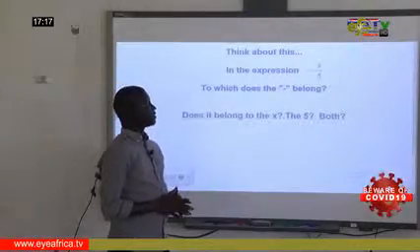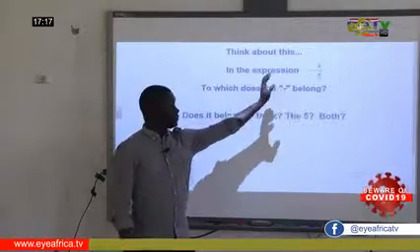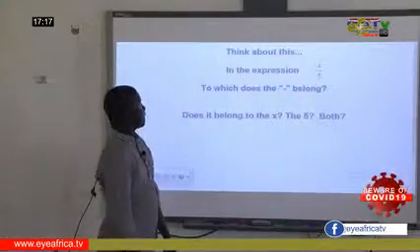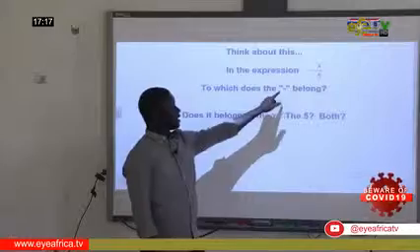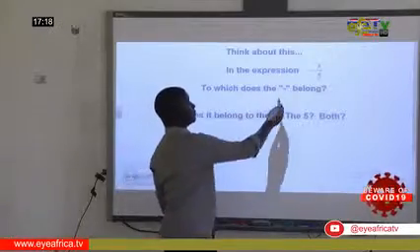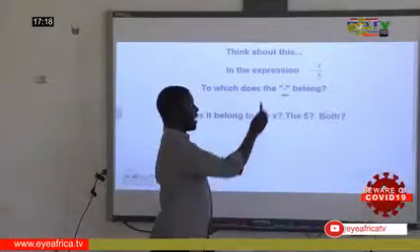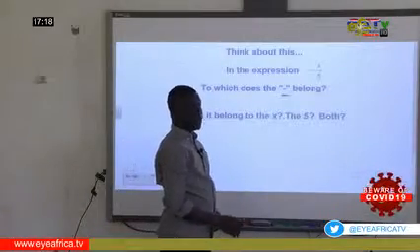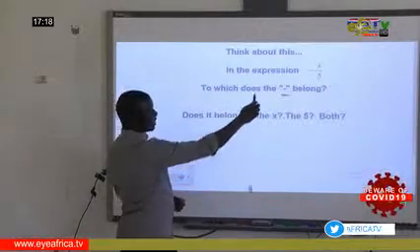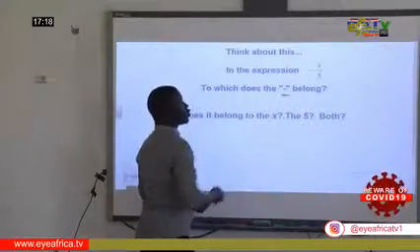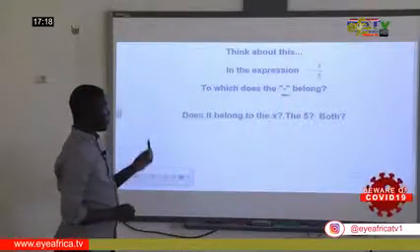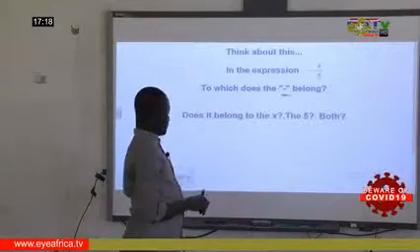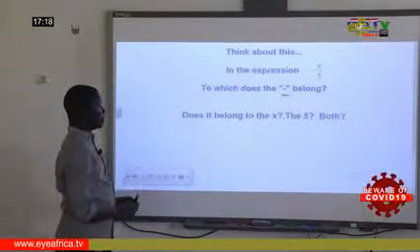Think about this. In the expression negative x over 5, to which does the negative sign belong? We have the x as the numerator and 5 as the denominator. We can see the negative sign is in between them, but where does it actually belong? Does it belong to the x, the 5, or both? Let's find out.